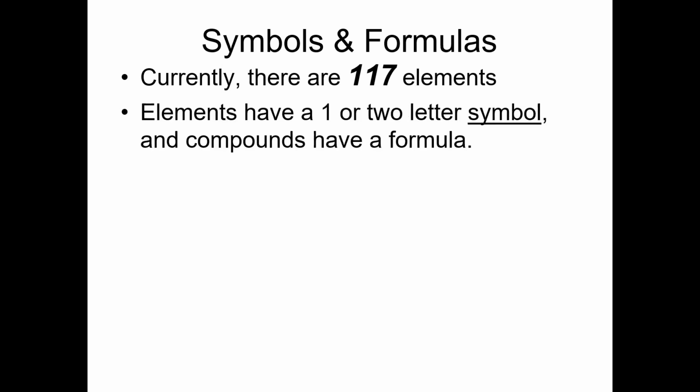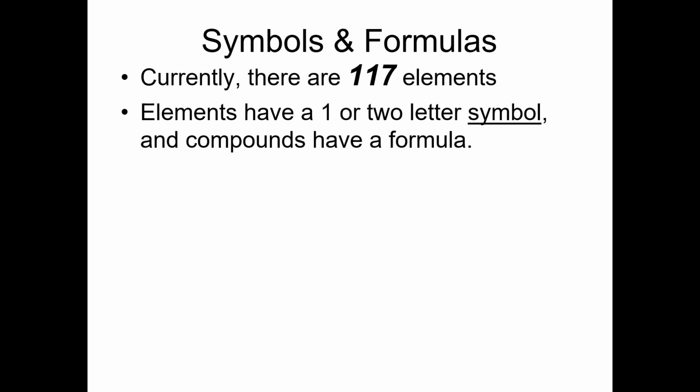Now, symbols. Like I told you, compounds have formulas. Elements have symbols. Where can you find elements? On the periodic table. Everything you see on the periodic table is called an element. We will study the periodic table in detail down the road. Right now, just two things I want to explain. Elements are represented by one or two letter symbols.